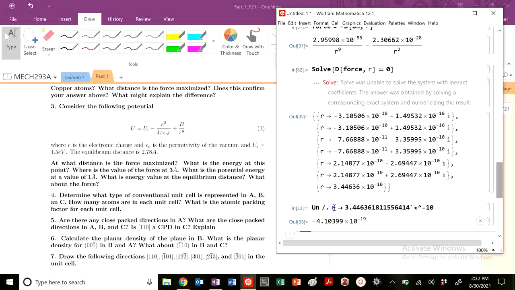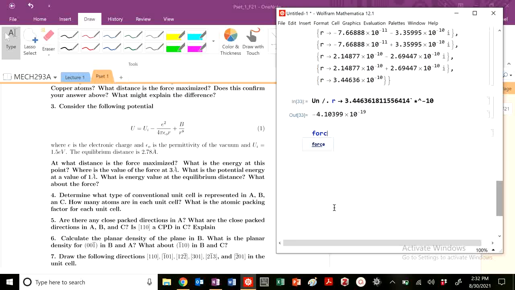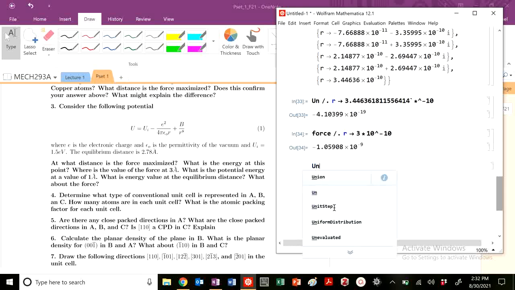There we go. That's my energy in joules. What is the value of force at 3 angstroms? So I could go again, r goes to 3 times 10 to the minus 10. What is the potential energy at a value of 1 angstrom? So U, r goes to 1 times 10 to the minus 10.